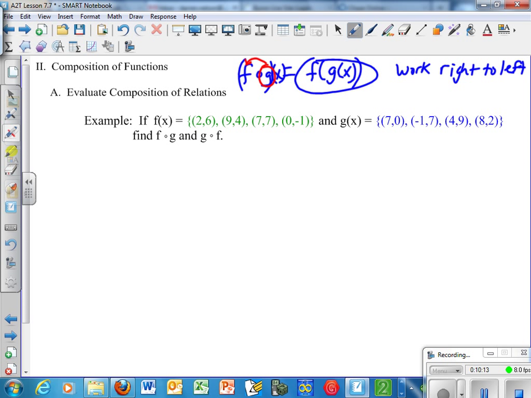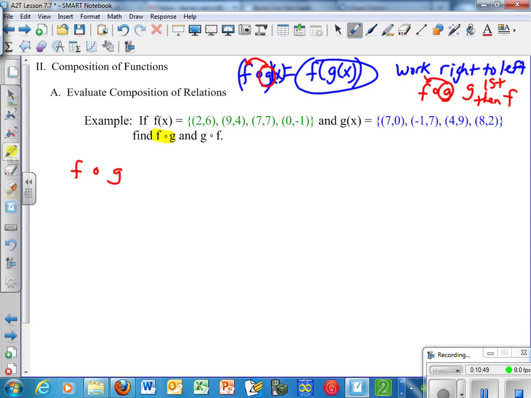Now we don't have a value to stick in, but when we actually do f of g of a value, we'll talk about starting with that value in g. But I do g first, then f. So you're going to take what g outputs and put it into f, and you work right to left. That's the key thing you want to remember with composition of functions. So over here, we're going to do f of g, because that's the first thing they want me to do right here.